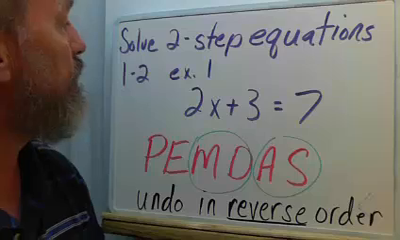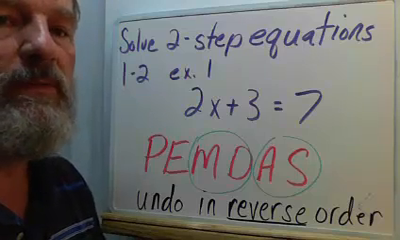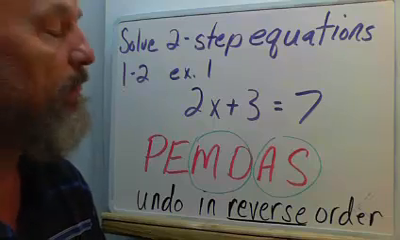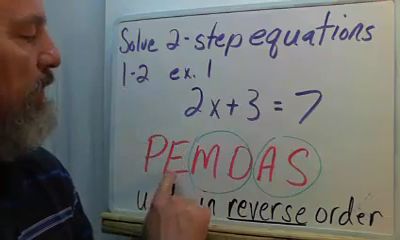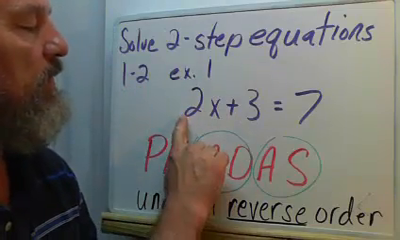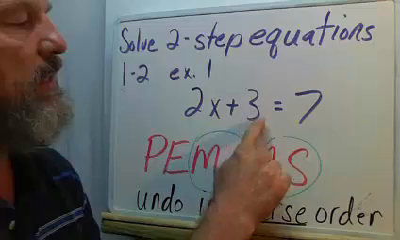Okay, welcome to lesson 2 in chapter 1. We are going to talk about solving two-step equations. And the key thing here is to remember PEMDAS. So for example, problem number 1, we have the equation 2x + 3 = 7.